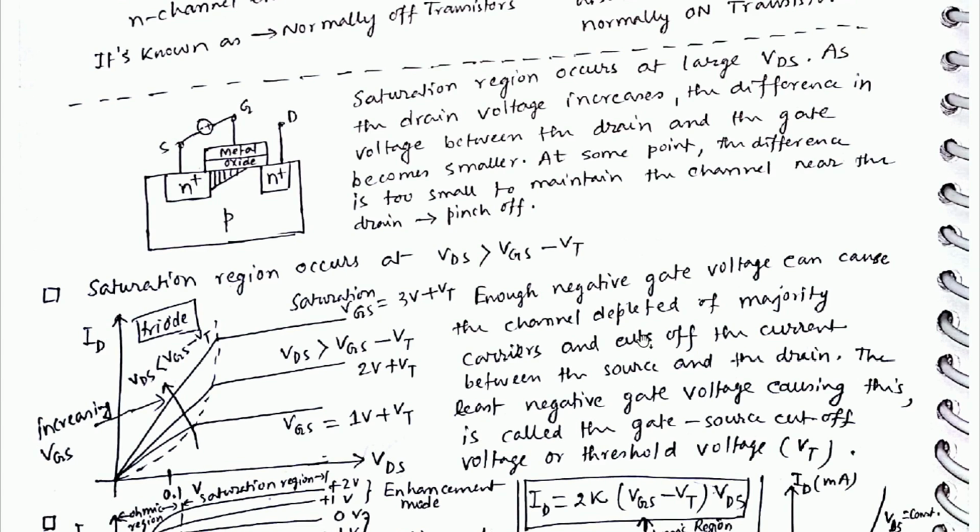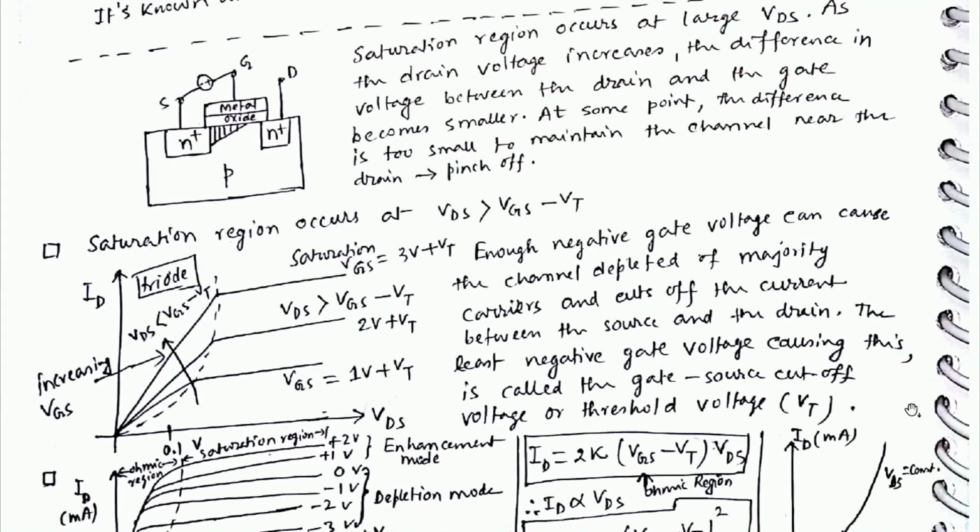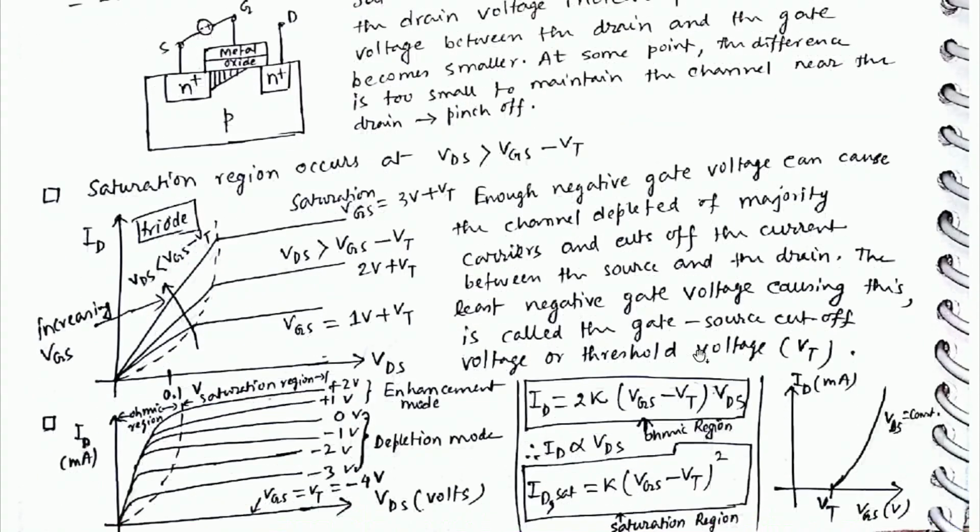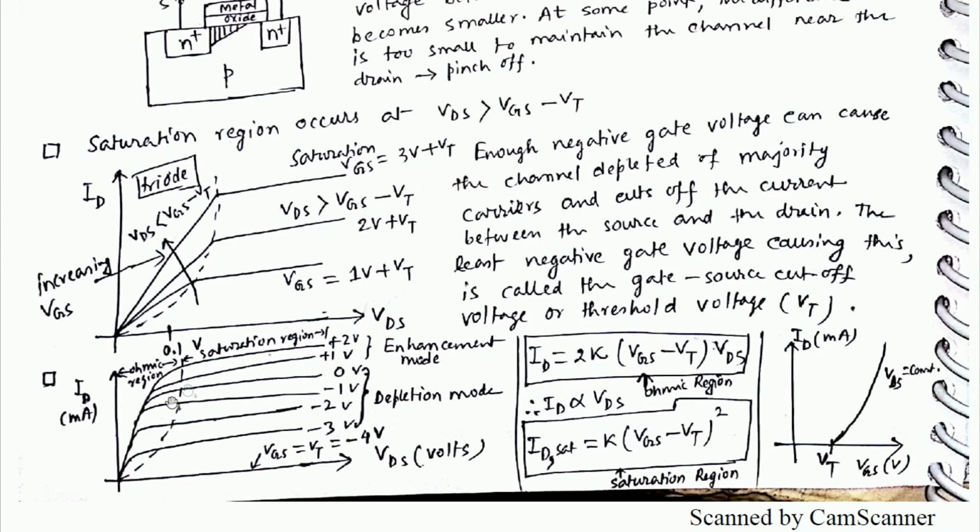Enough negative gate voltage can cause the channel to be depleted of majority carriers and cut off the current between the source and the drain. The least negative gate voltage causing this is called the gate source cutoff voltage or threshold voltage VT.